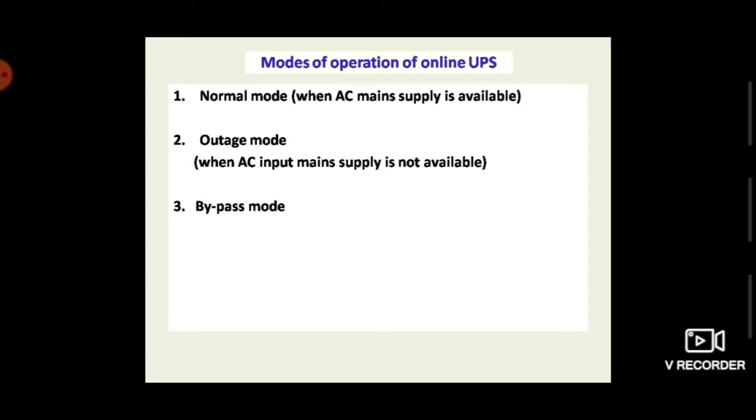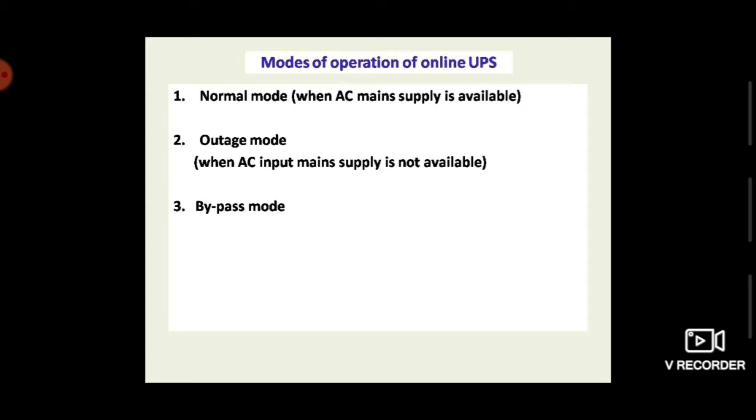The second mode is the outage mode, that is, when the AC input main supply is not available, that is, it accidentally cuts off. In this mode, the battery bank feeds the critical load through the inverter. However, every UPS has a maximum time limit for which this mode can last. If the outage time exceeds this maximum time limit, the UPS will automatically shut down.